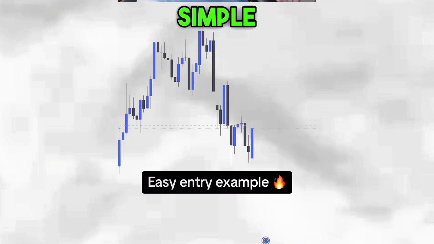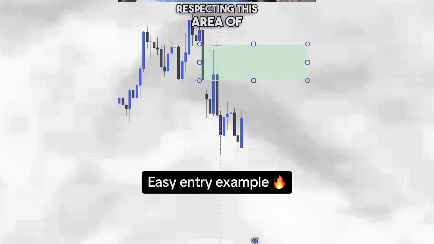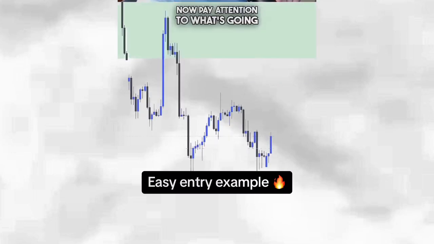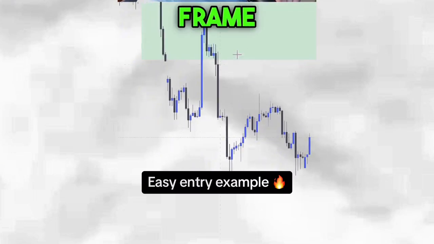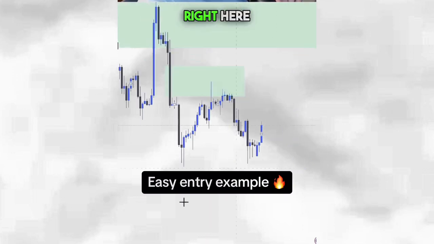Let me show you a very simple entry which will help you become more consistent. So this is a higher time frame. As you can see, price is breaking lower, respecting this area of imbalance. Now pay attention to what's going on on the 4-hour time frame, because you can see the price is actually respecting this sell side imbalance right here, and we've now got a clear draw on liquidity.